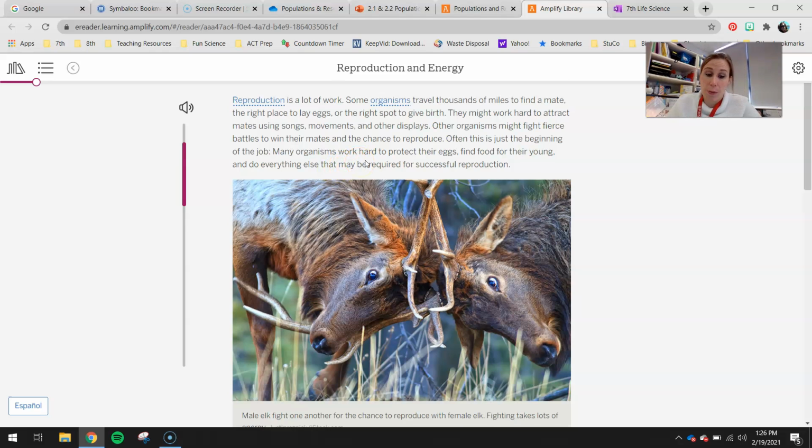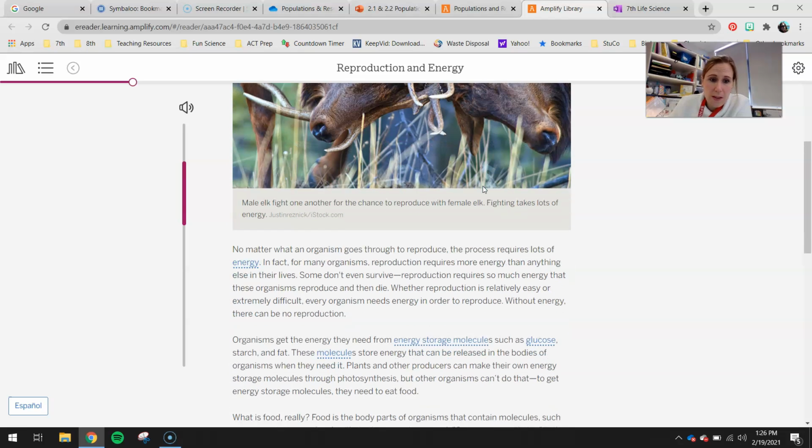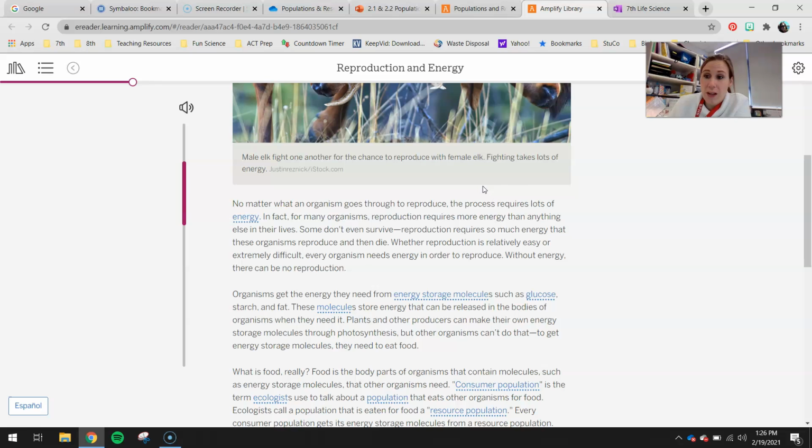So here's a picture of some male elk fighting one another for a chance to reproduce with the female elk. And obviously, as you can imagine, fighting takes quite a bit of energy. Also, if you get injured in that fight, it takes quite a bit of energy to heal yourself.